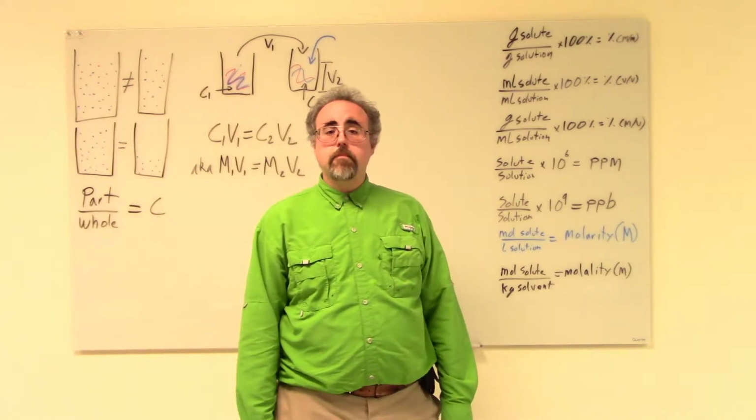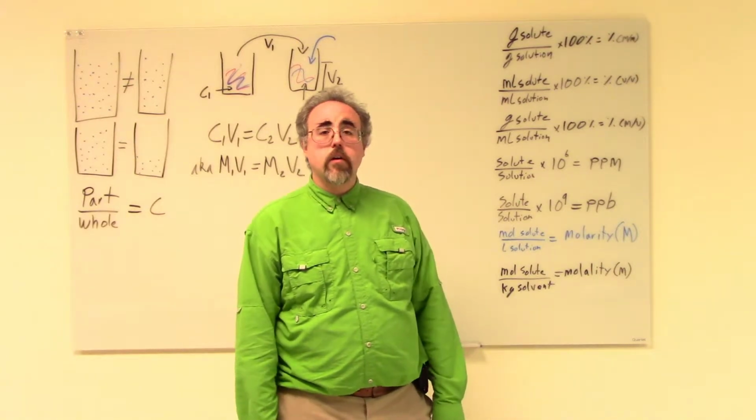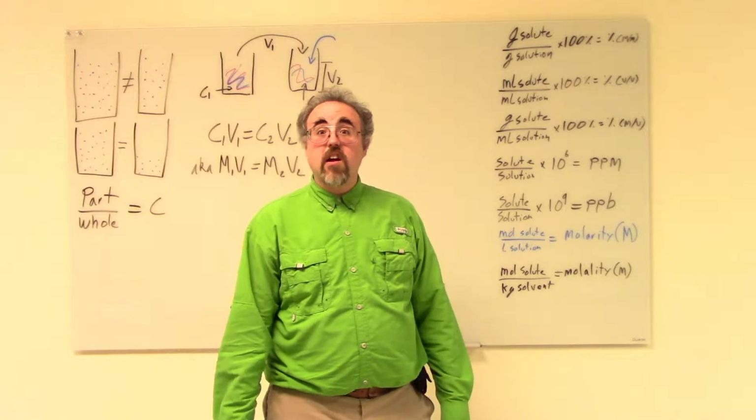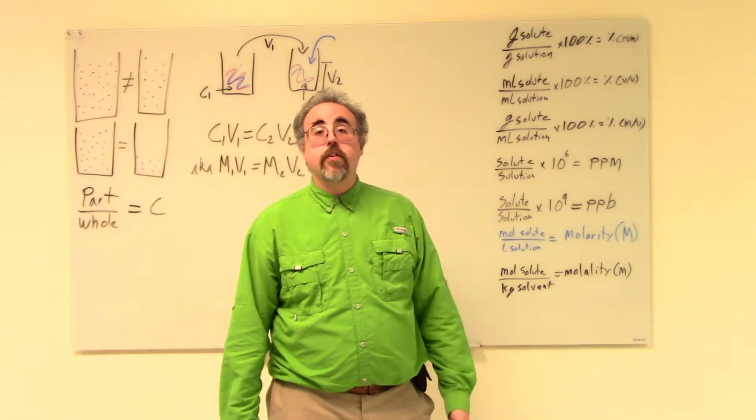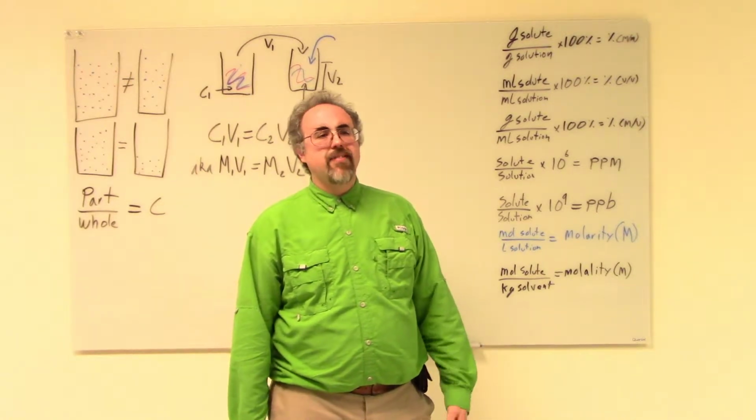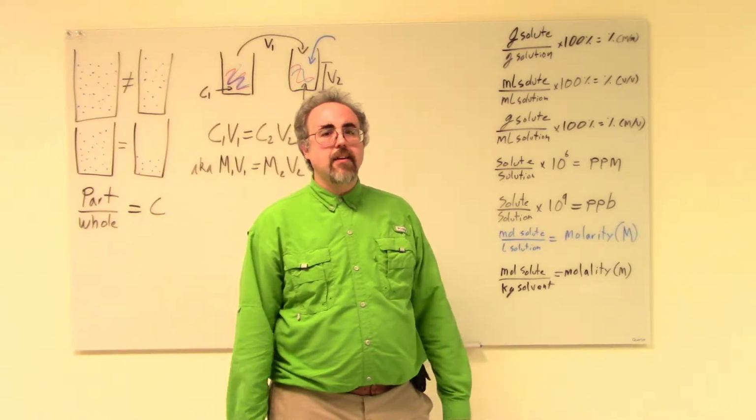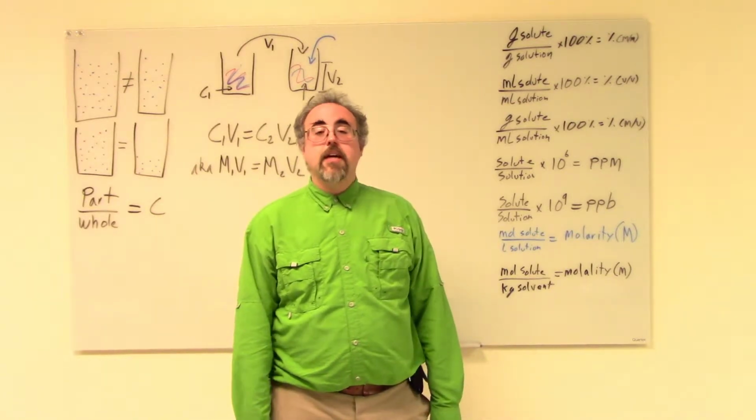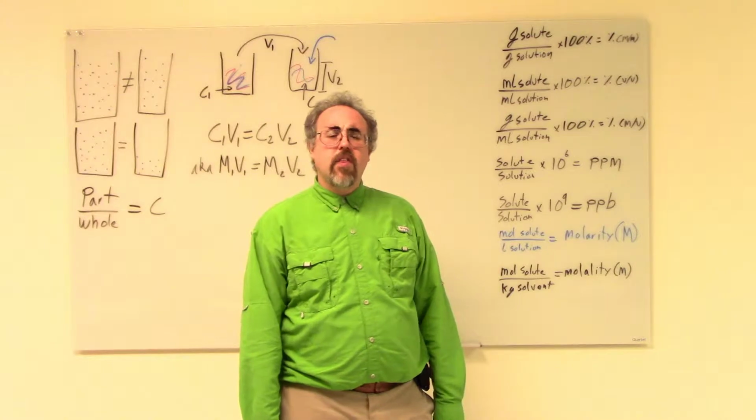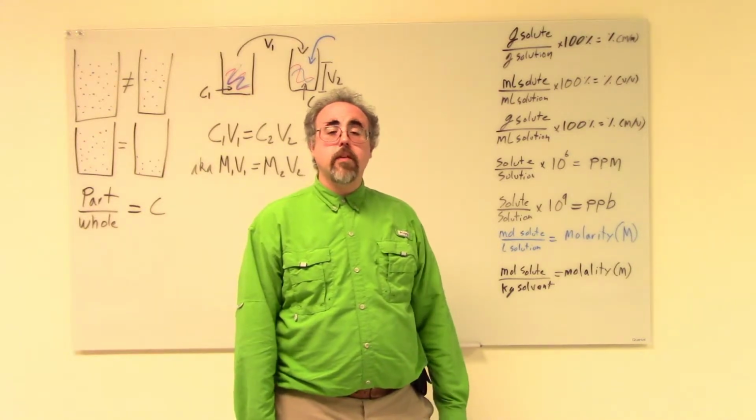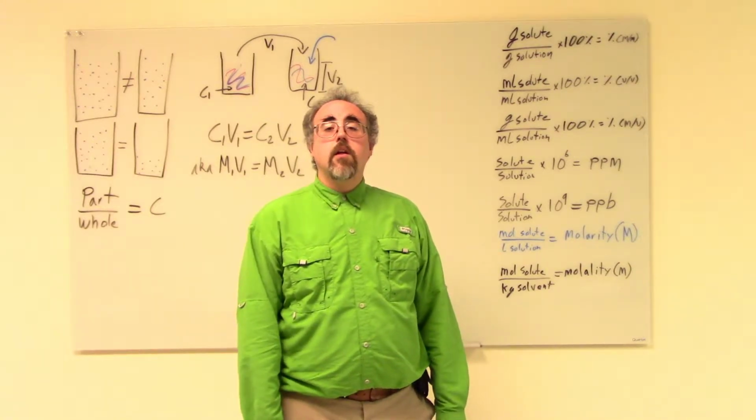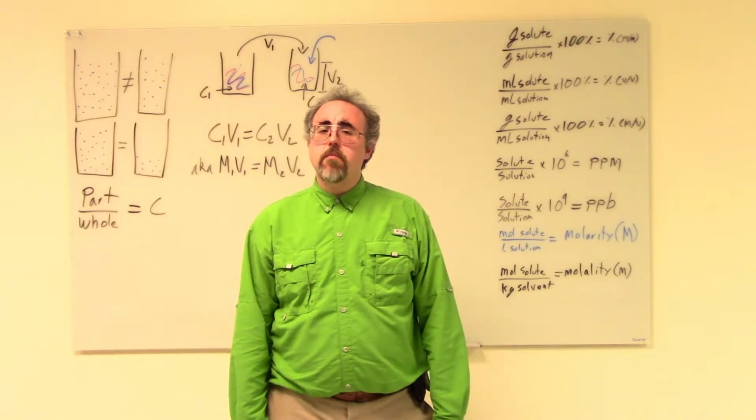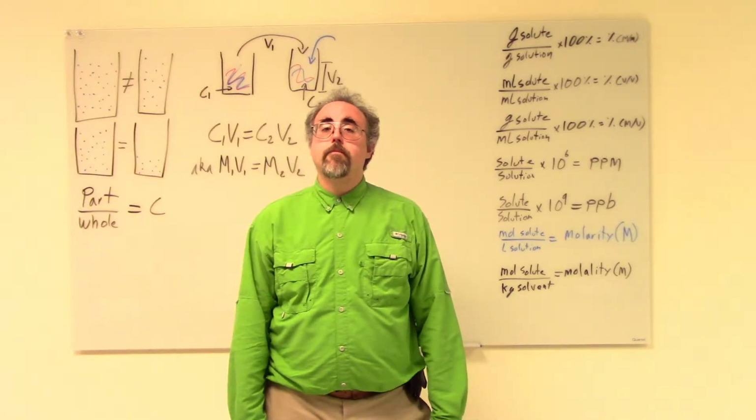Now, there is an interesting quirk. Quite often, your solute is a solid and your solvent is a liquid. And solids are easier to weigh and liquids are easier to measure by volume. And, well, if you think back to the old days when the metric system was young, the gram was defined as the mass of 1 milliliter of water.